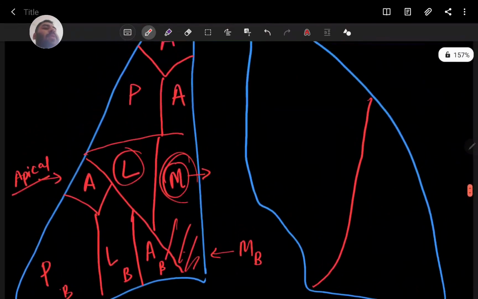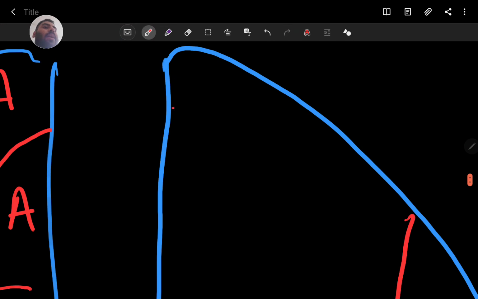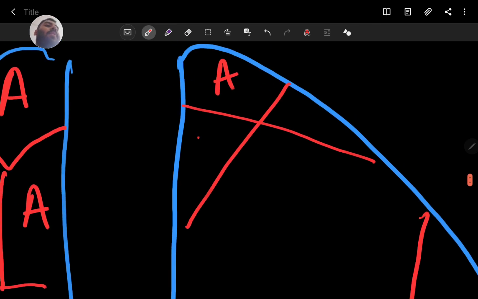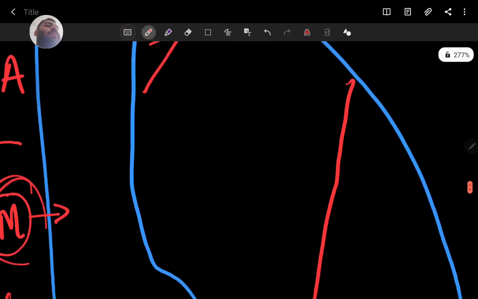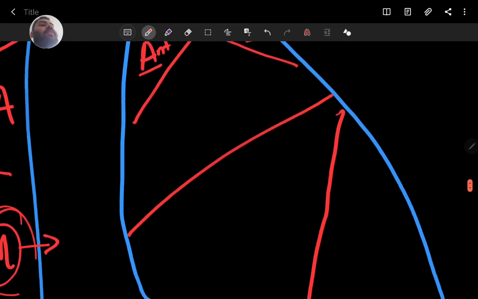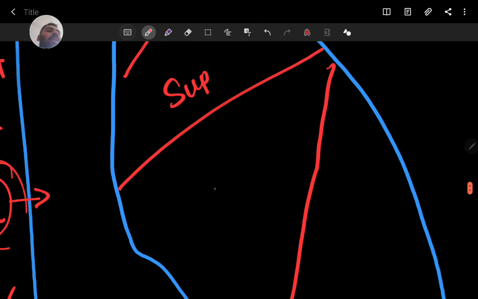Now let's look at the left lung. Again you have at the top the apical segment. Here you have anterior, you have posterior, right? Once you have anterior you will have posterior. This one is different. This is the superior segment, which lies above, superior, and therefore the one below it is inferior.